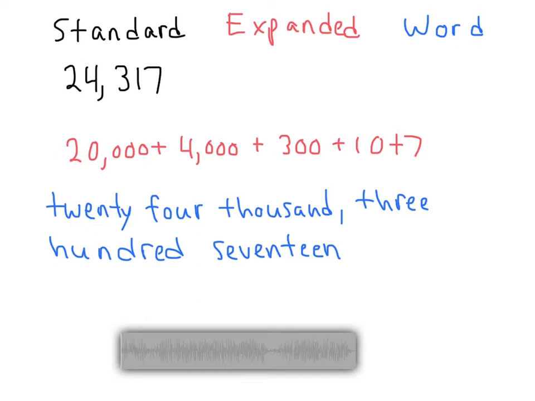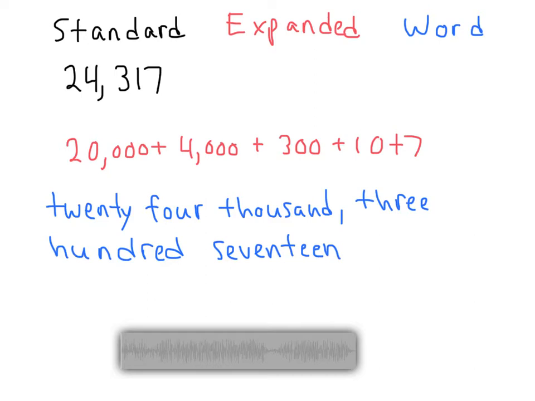Expanded form is breaking the number apart by place value so that you can see the value of each digit, similar to what we did in the last section. So this 2 is worth 20,000, and you put a plus sign. The 4 is worth 4,000, plus sign. 3 for 300, 1 for 10, and the 7 stands for 7. So in expanded form it is 20,000 plus 4,000 plus 300 plus 10 plus 7.